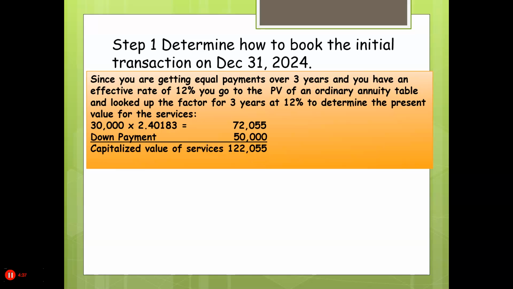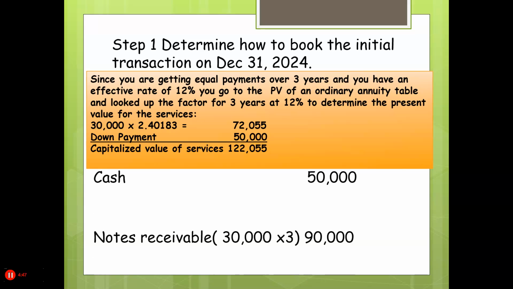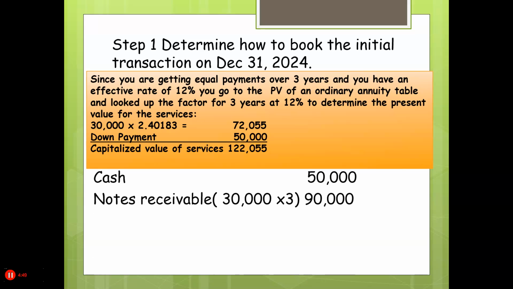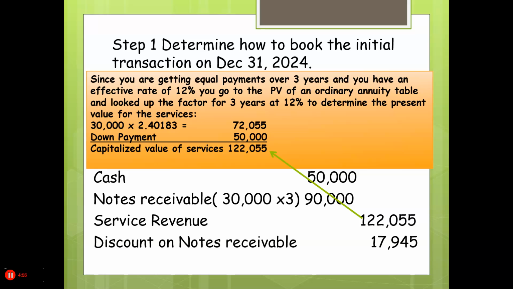Now, if you notice, the total amount is higher. Why? Because we're getting the cash sooner. We're not having to wait for a whole 3 years to get any money. So it's going to be cash, notes receivable, service revenue, and then discount on notes receivable, which is going to be your interest revenue.